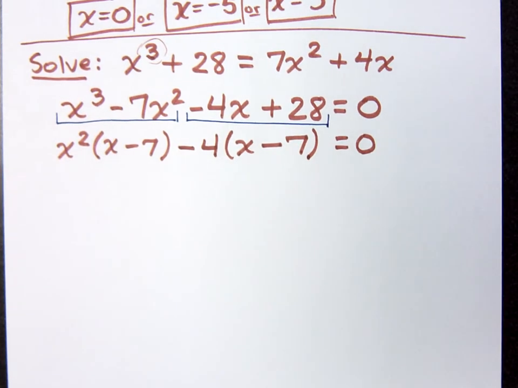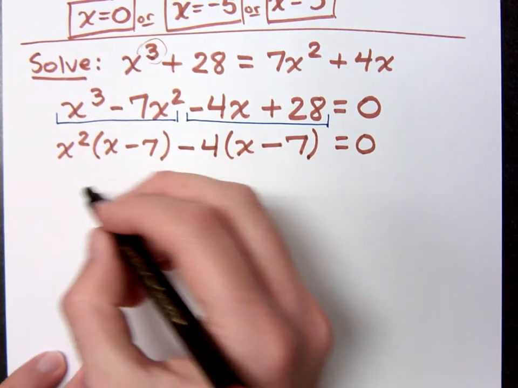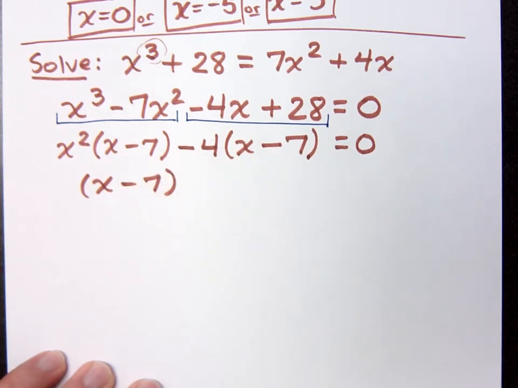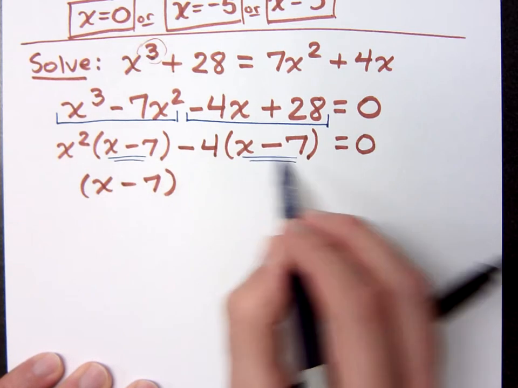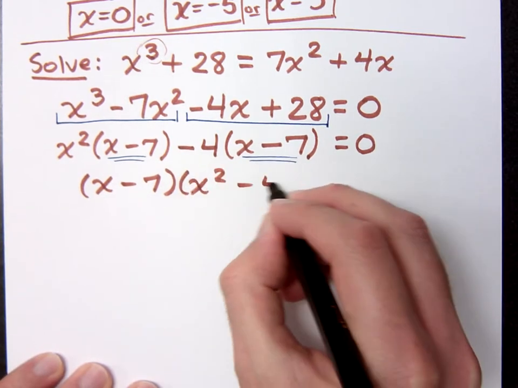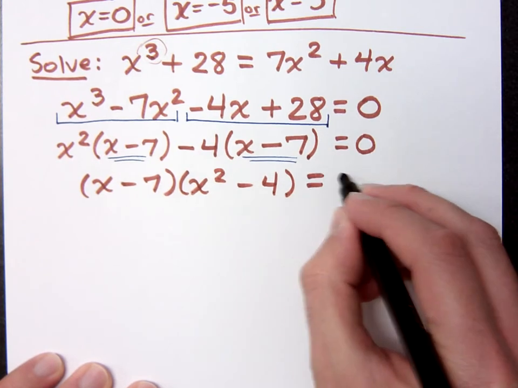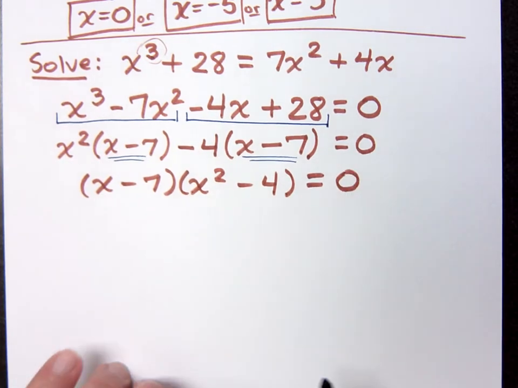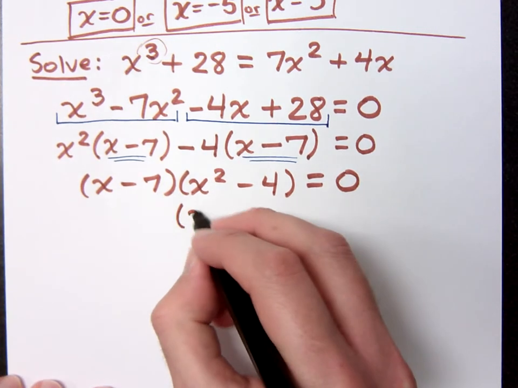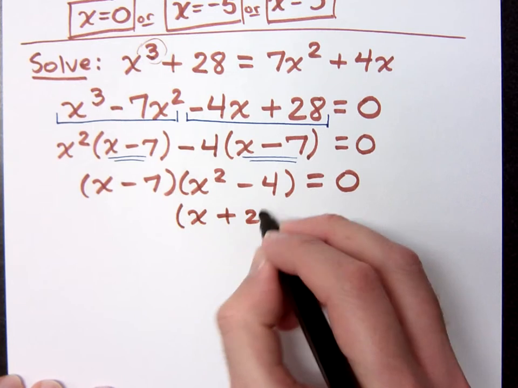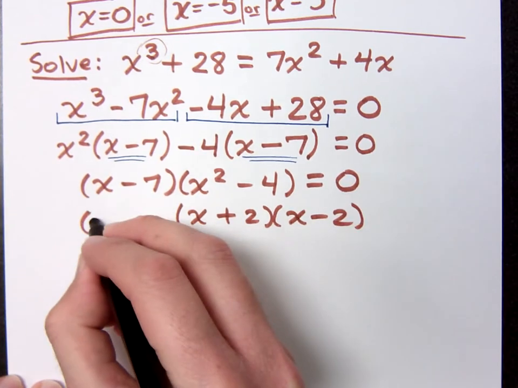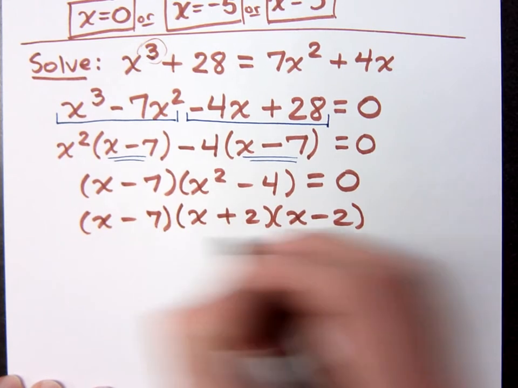How do I finish the factoring? x minus 7 times x squared minus 4 equals 0. x minus 7 was that common factor that you see right here. And the rest of this is x squared minus 4. I can go farther. How do I finish factoring x squared minus 4? This is the difference of squares, x plus 2 times x minus 2. You go ahead and bring down the x minus 7 that's already part of your factorization.